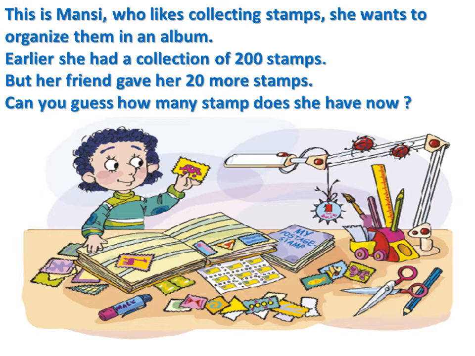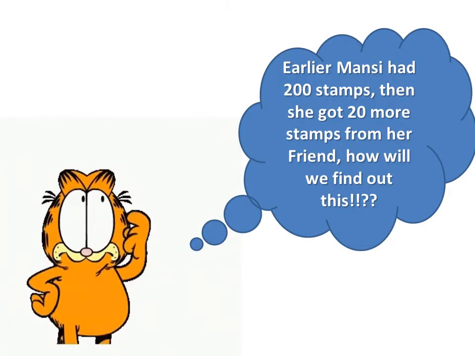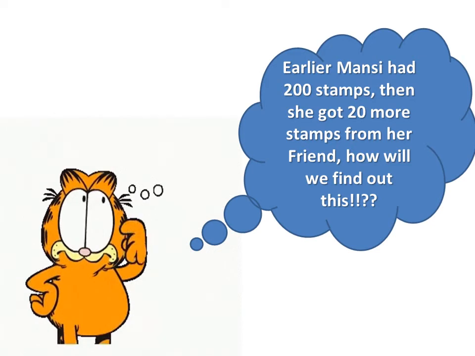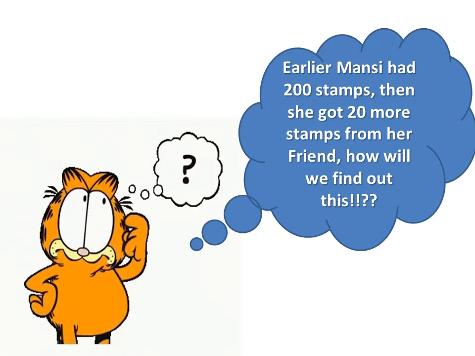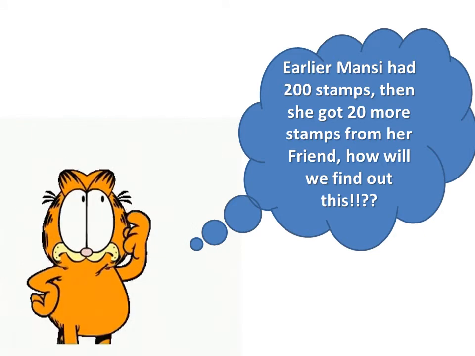She wants to organize them in an album, but she faces a problem. Earlier, she had a collection of 200 stamps, but her friend gave her 20 more stamps. Can you guess how many stamps she has now? Let us see. Earlier, Mansi had 200 stamps. Then she got 20 more stamps from her friend. How will we find out how many stamps she has now?